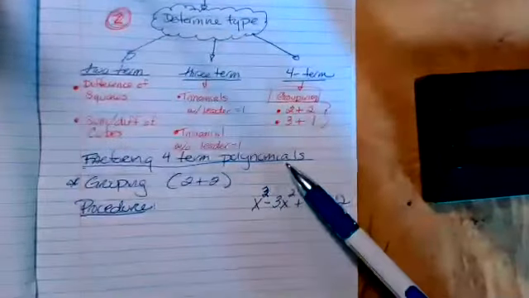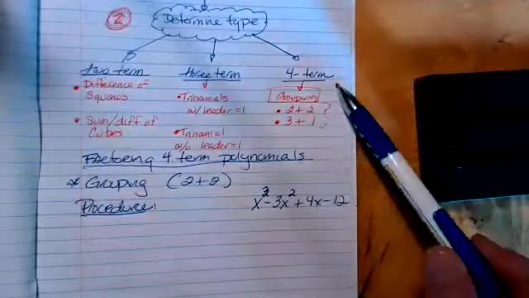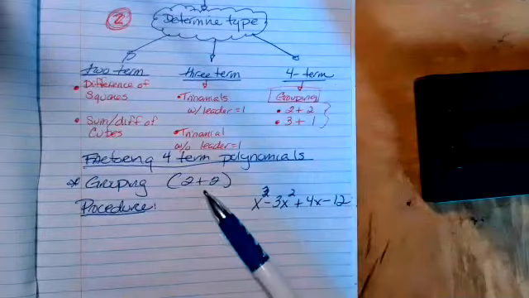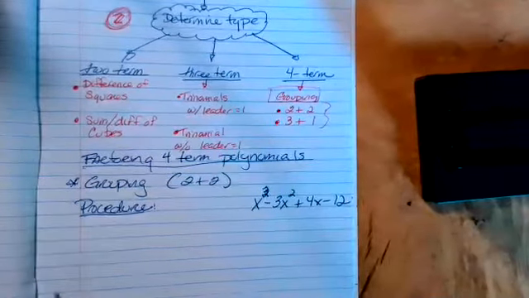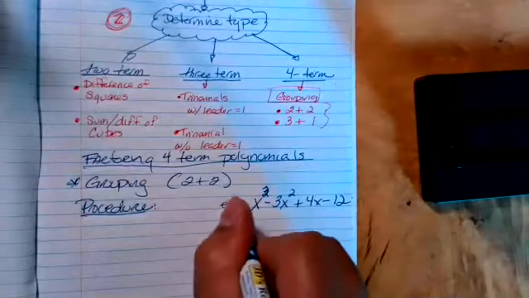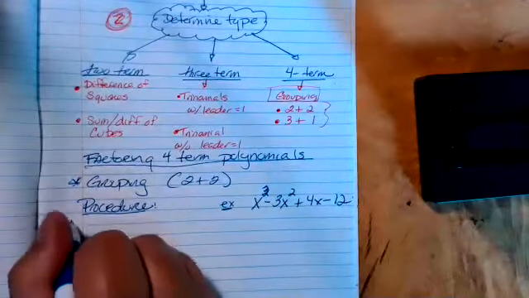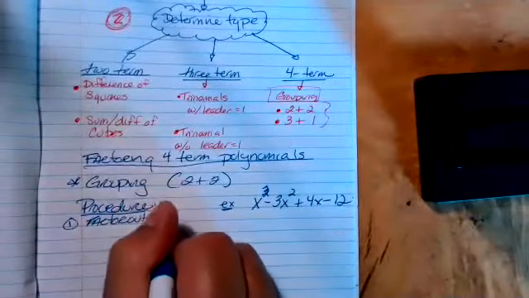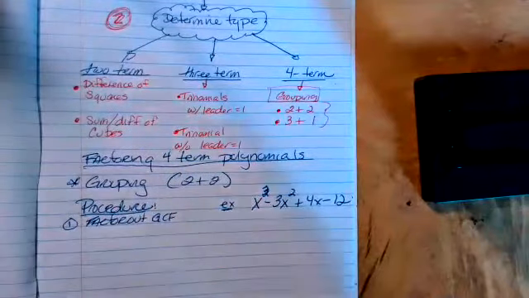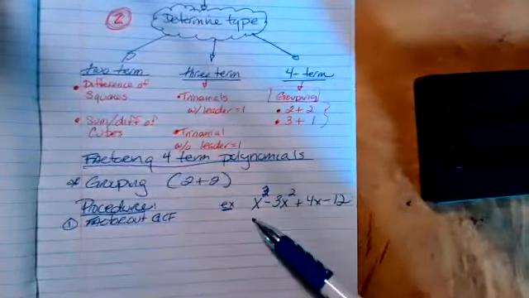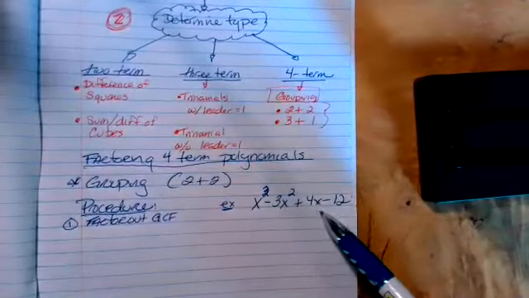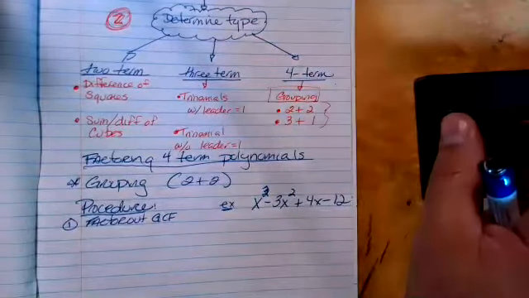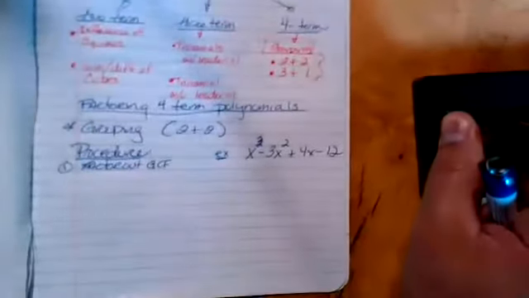So we're factoring four-term polynomials. Since it's four-term, we're going to be using grouping. And we're going to start with using grouping 2 plus 2. So in this example, the first thing we always do is factor out the GCF if it exists. So we look to see if there's a GCF: x cubed, 3x squared, plus 4x minus 12. Doesn't look like there's a GCF in this example. So we don't have to worry about GCF.